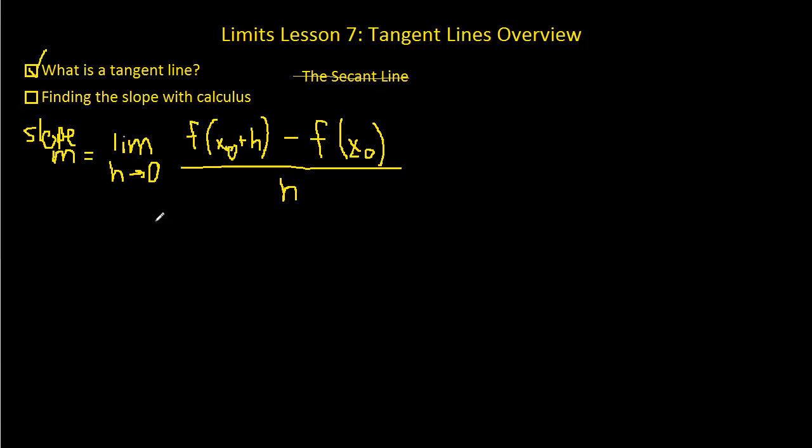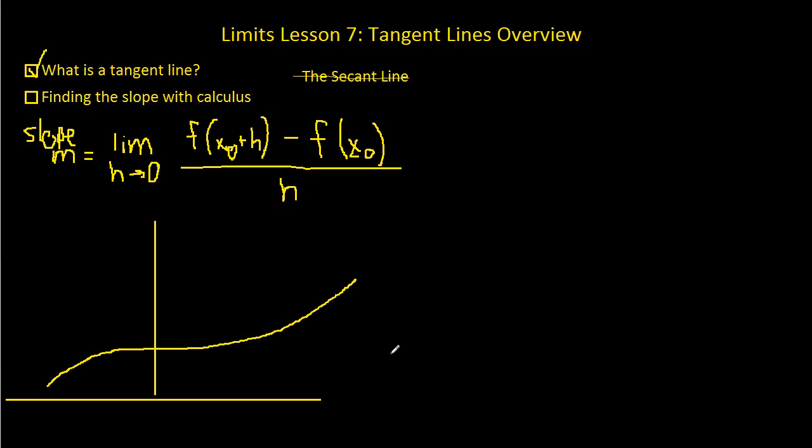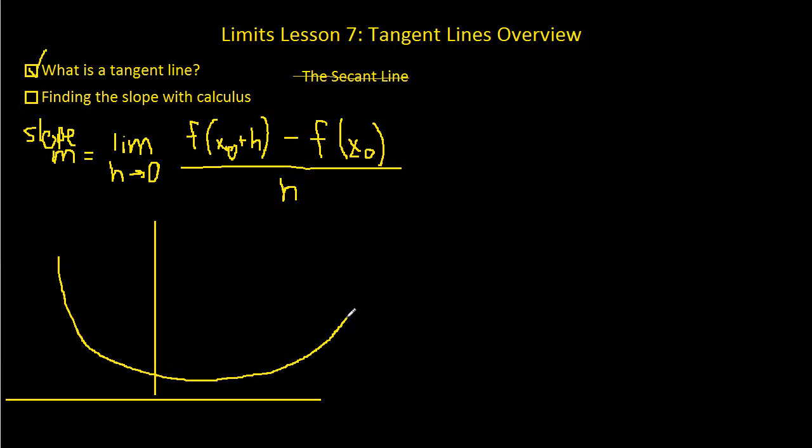Now let's make another graph. If we just draw a simple curve, actually I'll exaggerate it. I'll make it look like a parabola. So let's say we want to find the tangent line at this point right here. So what we do is we draw a secant line, pick a point up here. We'll start up there. So this is our x naught, right there.